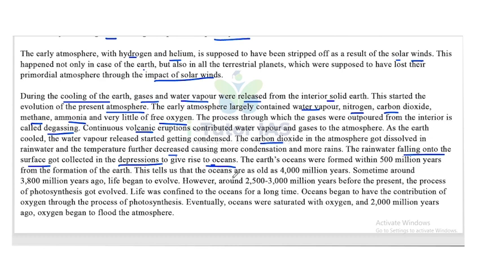This tells us that the oceans are as old as 4,000 million years. Sometime around 3,800 million years ago, life began to evolve. However, around 2,500 to 3,000 million years before the present, the process of photosynthesis evolved.